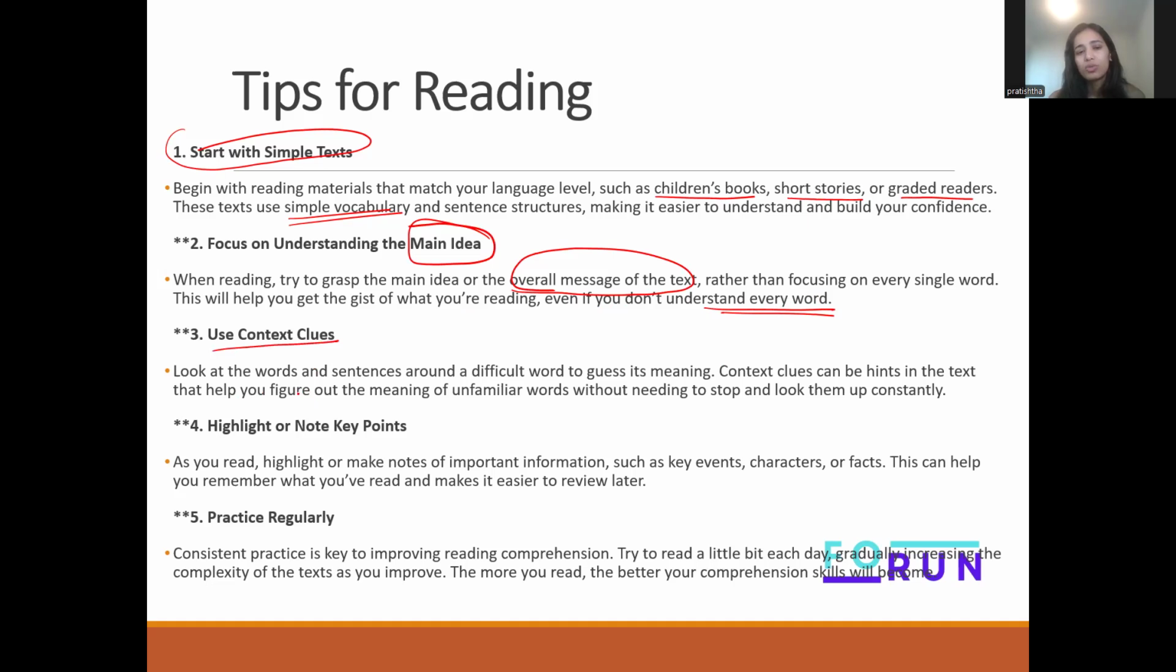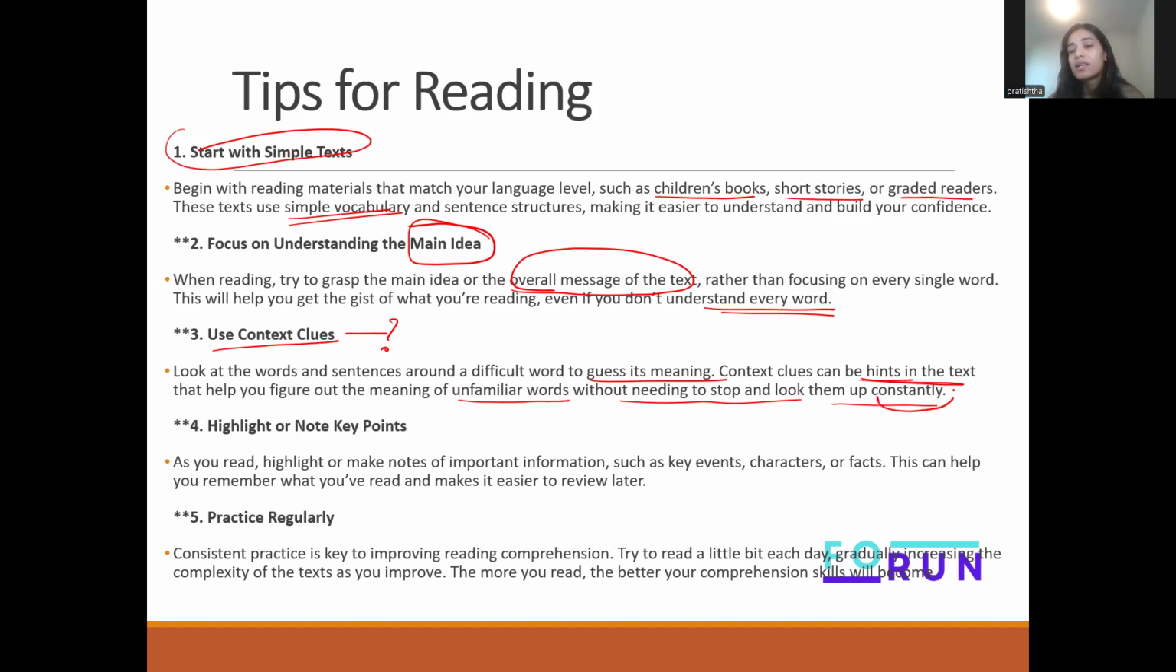Then you have to use context clues. What are context clues? In a sentence, if there is a word that you don't understand, you have to try to understand it in the context, in the situation that is happening. What can it possibly mean? So look at the words around a difficult word to guess its meaning. Try to look at the sentence before, the sentence after, and the words around that difficult word. Context clues can be hints in the text that help you figure out the meaning of unfamiliar words without needing to stop and look them up constantly, right?